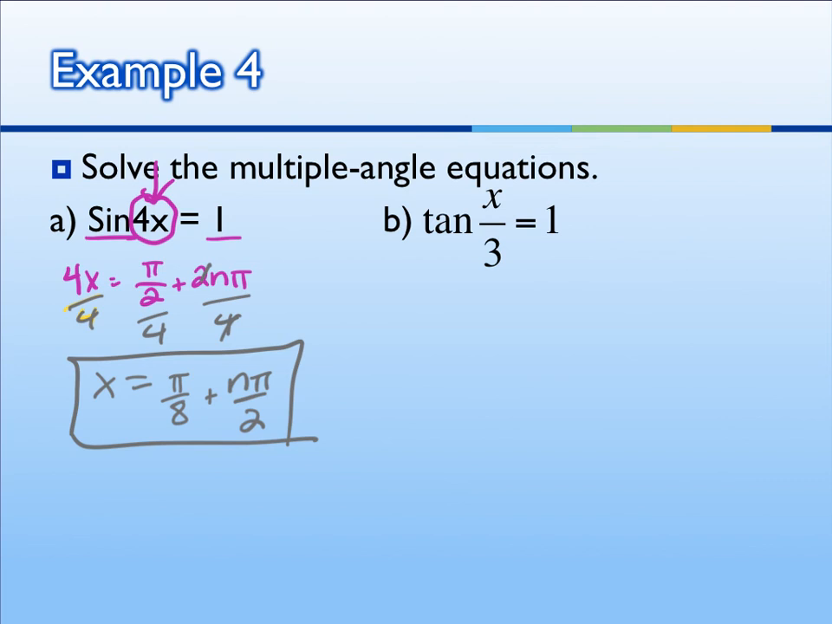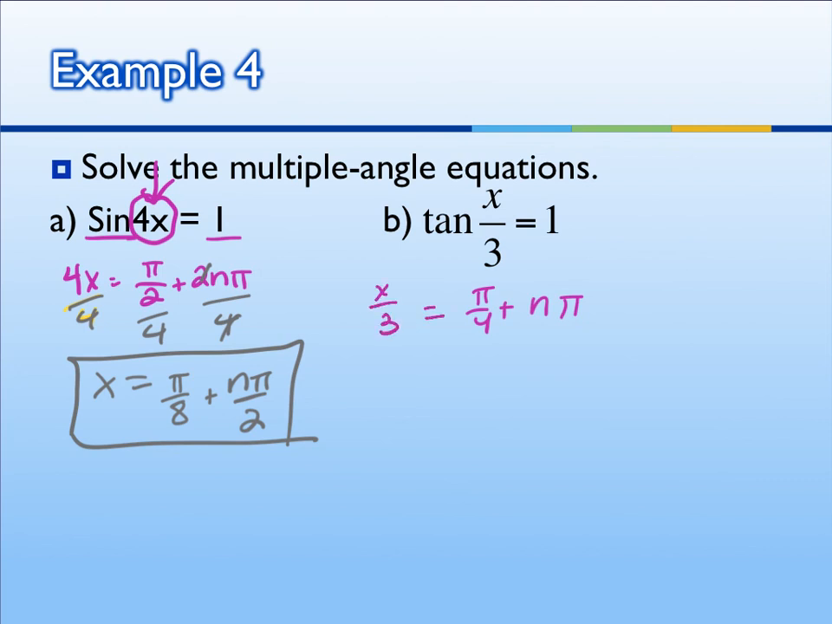Now B says tangent of x over 3. So again, I ignore the x over 3 in the beginning, and I just find the answer for where tangent is 1. Pi over 4. Pi over 4 plus n pi. And again, if that was just x, I'd be done. But it's not. It's x over 3 equals that.